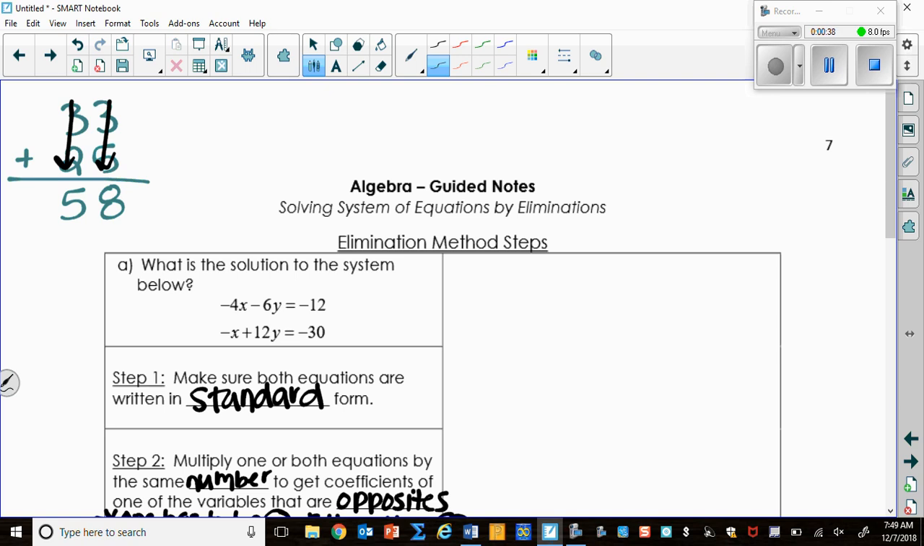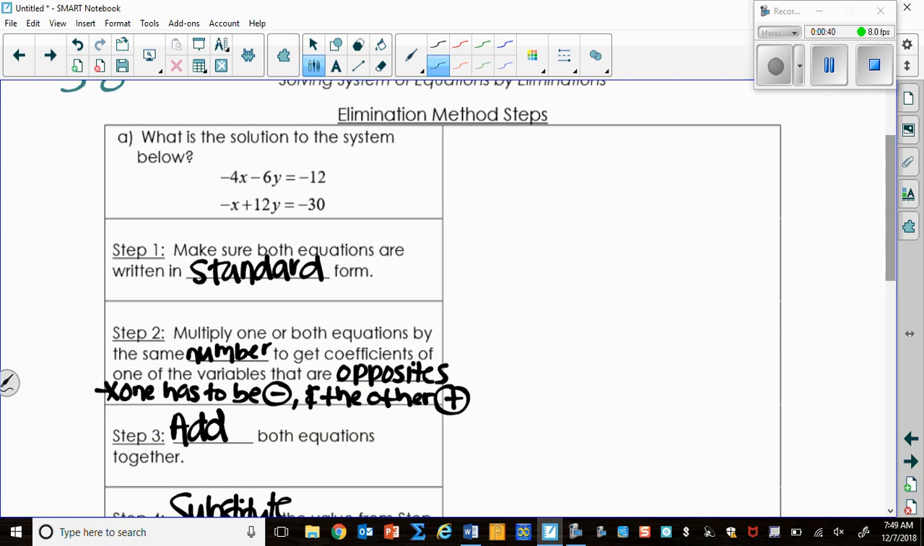So when we look at question A, what is the solution to the system below? You want to figure out, all right, what is the x value? What is the y value? And we have to do that by doing the elimination method. The elimination method is exactly what it sounds like. You are eliminating a variable, because you cannot solve an equation if you have two unknown variables. You have to figure out what one is. This is a method to solve it. Let's begin with this example here.